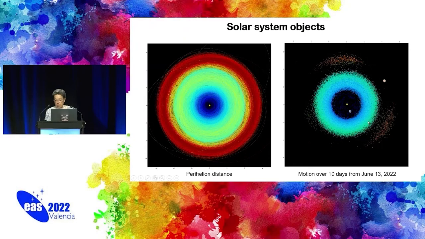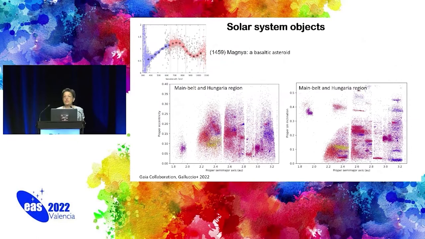Together with the orbits of the solar system objects, we also have the spectra. So if we normalize by the solar spectrum, we can see the reflectance spectra, and we have published 60,000 of those, and this allows us to classify the asteroids according to their compositions, if they are carbonaceous or silicates and so on.